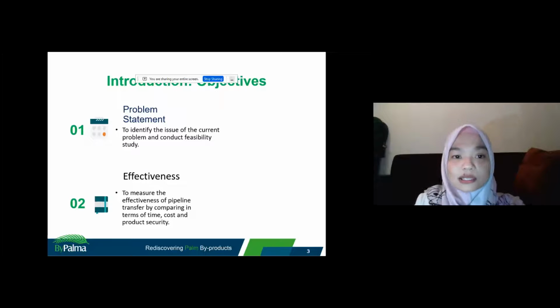This is the objective. The problem statement is to identify the issue of the current problem and conduct the feasibility study. And the second one is to measure the effectiveness of pipeline transfer by comparing in terms of time, cost, and product security.